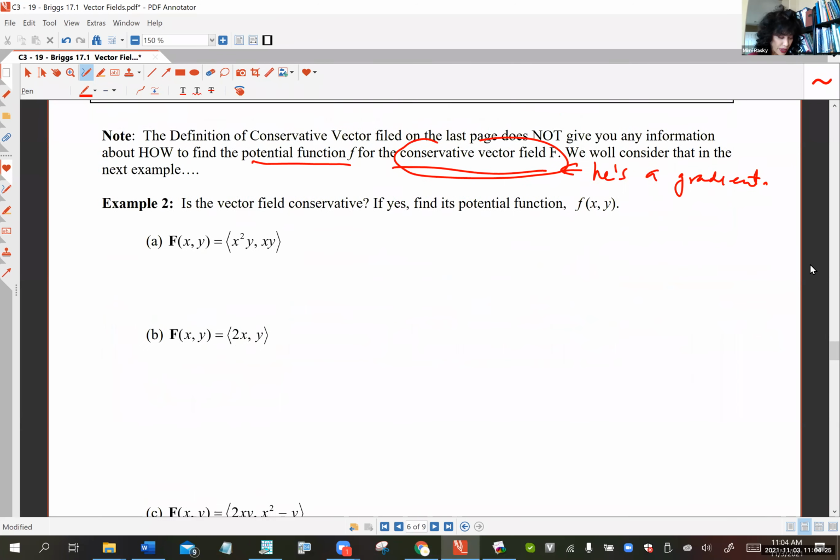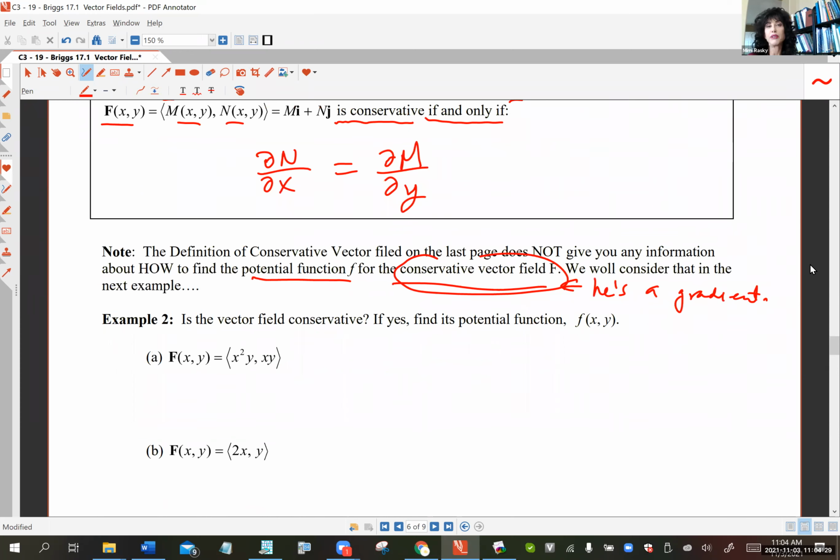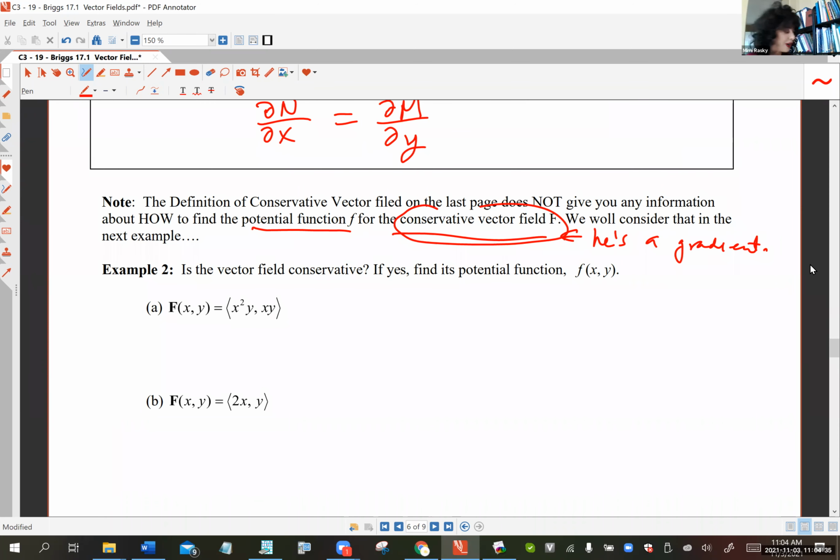Okay. So here's some examples of what you'll see on a quiz or an exam in the future. Not your midterm though. Midterm 3 is not going to have this on there. Midterm 4 will though. Haha.